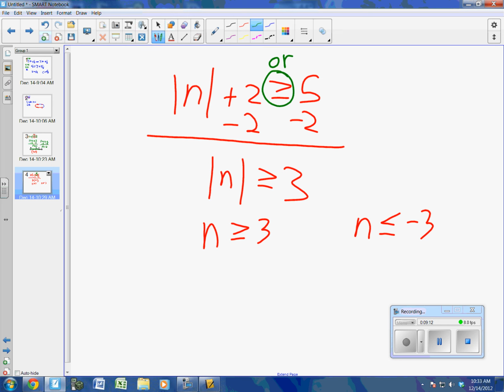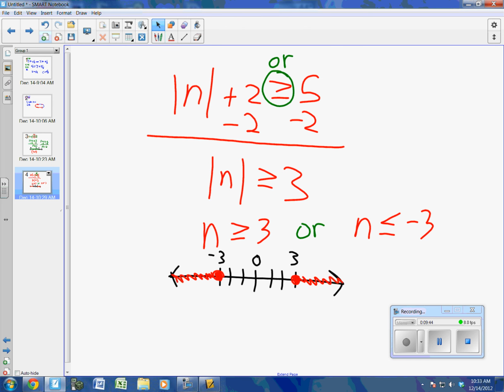So we're going to put an or in between here. And since it's already solved for n, all we have to do is graph. Here's negative 3, here's positive 3. n is greater than or equal to 3, solid, and it goes this way. n is less than or equal to negative 3, solid, because it's greater than or equal to, or less than or equal to, and this way. Oh, we have to write the interval. Soraya, what's your question?